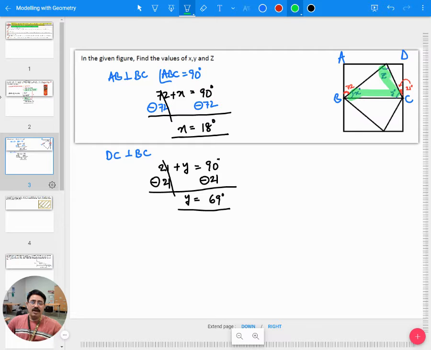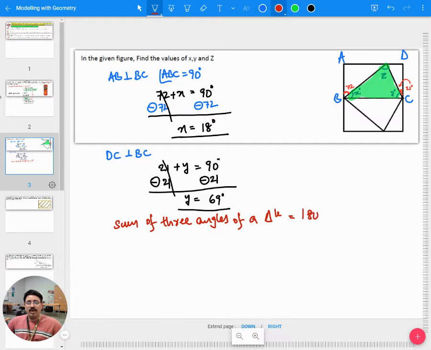Then how to find z? Please notice that these three angles together make a triangle. You know that the sum of three angles of a triangle equals 180 degrees. So let me write that the sum of three angles of a triangle is 180 degrees. That means x plus y plus z. These are the three angles of the given triangle, 180 degrees.